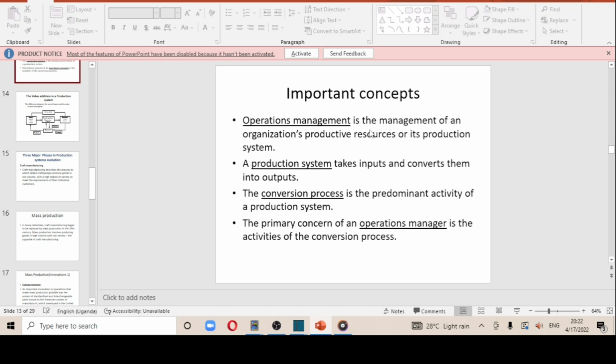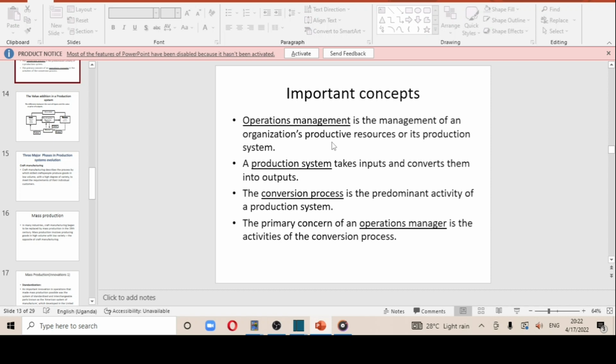And with that, if you're looking at operations management under production system, it simply means that this is being carried out by a person called an operations manager, managing the management of an organization. It's saying it is the management of an organization's productive resources, or its production system. All in all, production management deals with making the production system operational. That is with operation management.